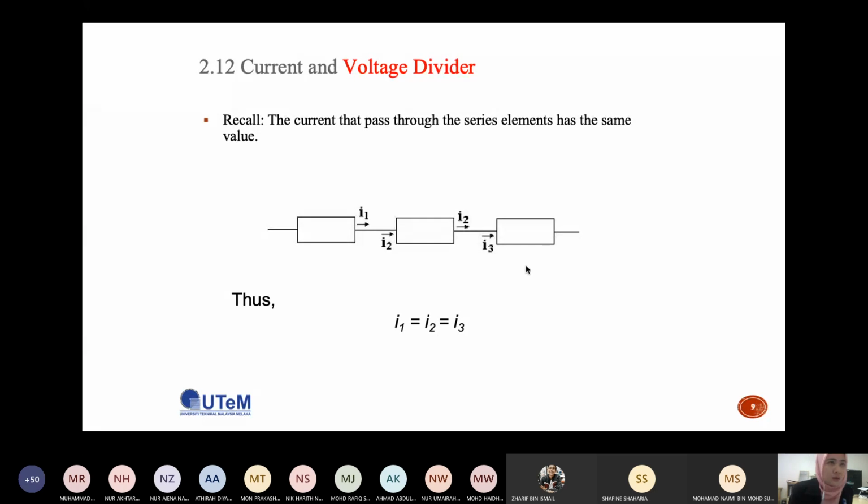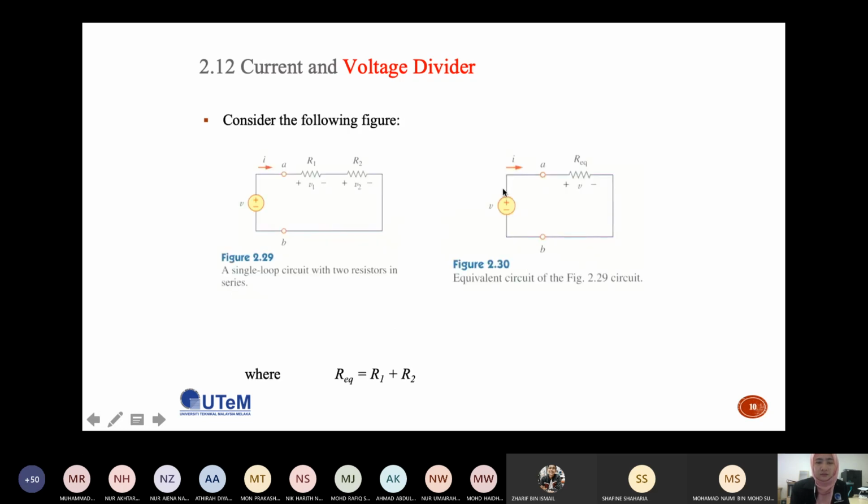Now we will continue with the new subchapter, which is the current and voltage divider. This is just a recall from what you have learned previously. If you have a series circuit like this, the current I1 that flows through over here is the same as the current I2, which is the same as current I3, because it is connected in series.